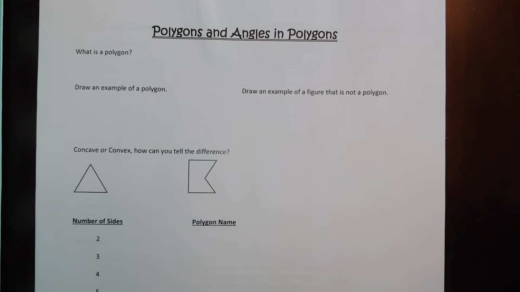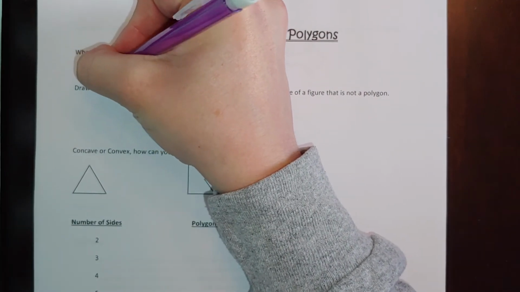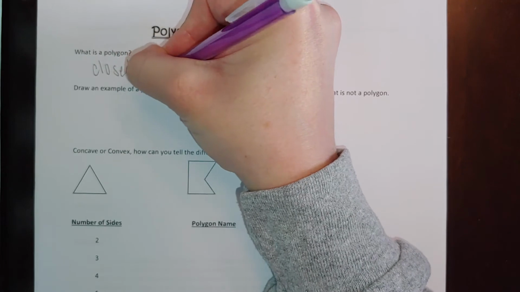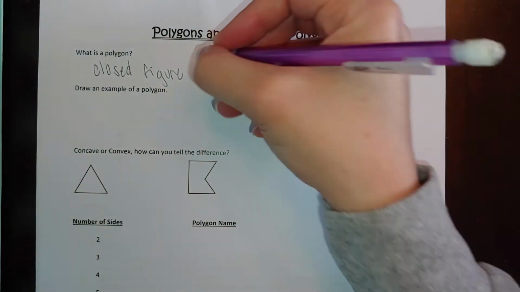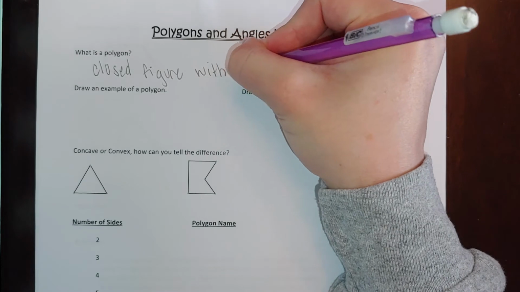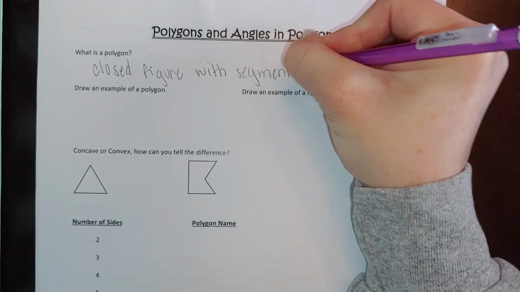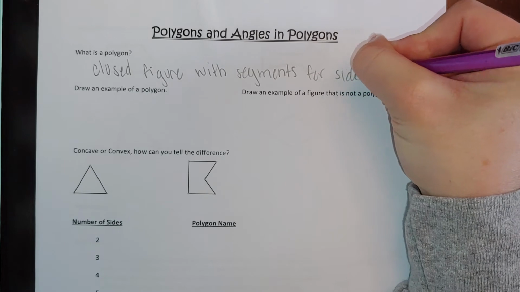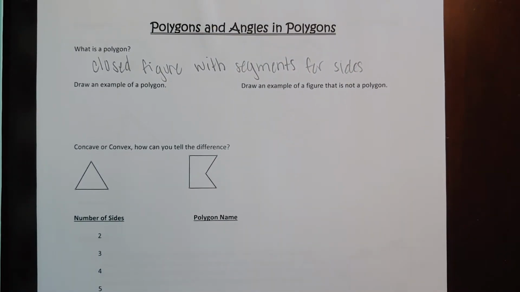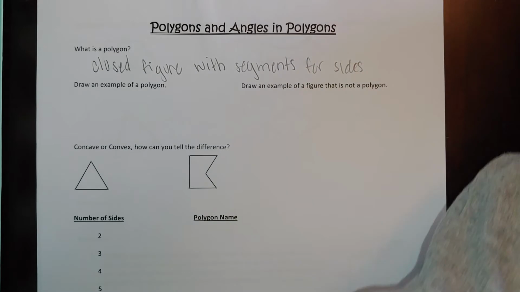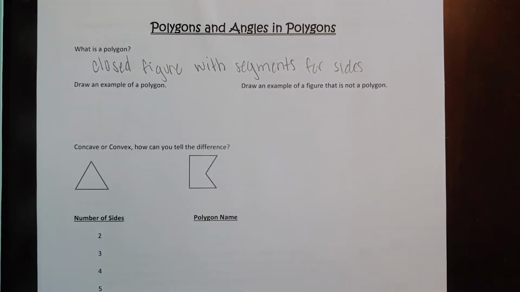So what is a polygon? A polygon is a closed figure with segments for sides. So a polygon has to have straight sides. There are no curves in a polygon. So a circle is not a polygon. We sometimes talk about circles when we talk about other polygons because it's a basic shape that we learn about, but it's not actually a polygon because it's not made of straight sides.